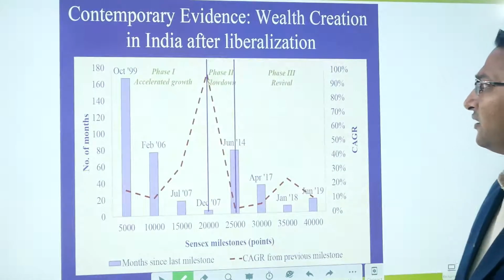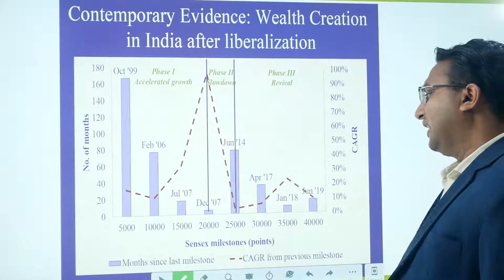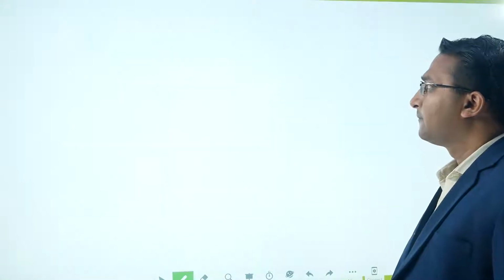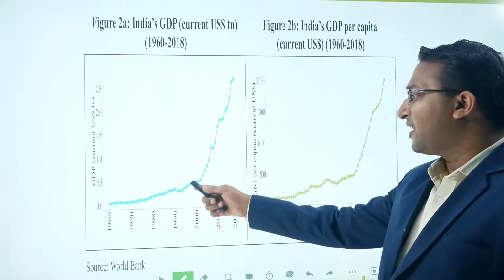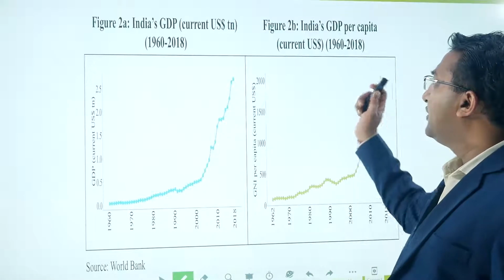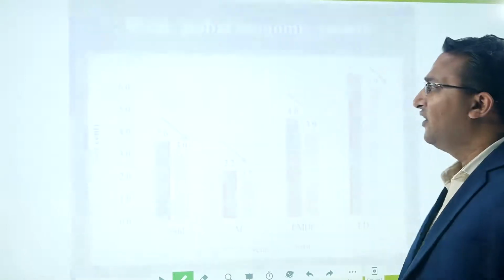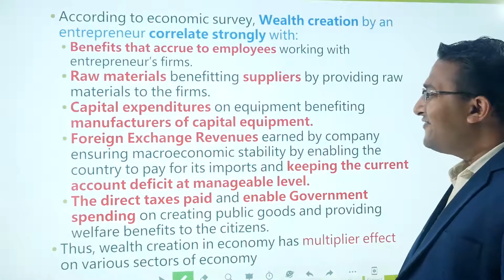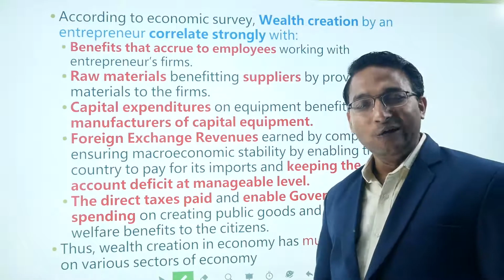Here we can see the three different growth patterns in the Sensex after 1991. India's GDP has been growing and it grew very fast after 1991. GDP per capita also grew at a very fast rate after 1991. Weak global economic growth. Why is wealth creation important? So it provides the benefit to all the stakeholders.